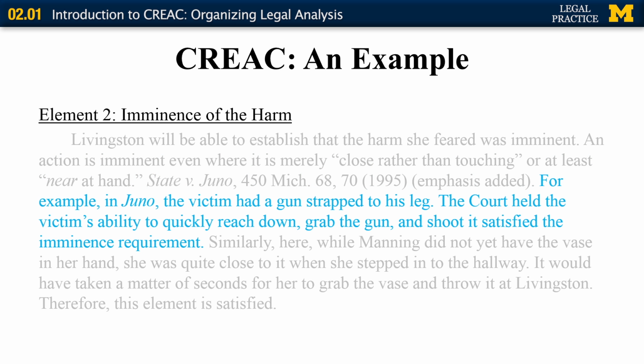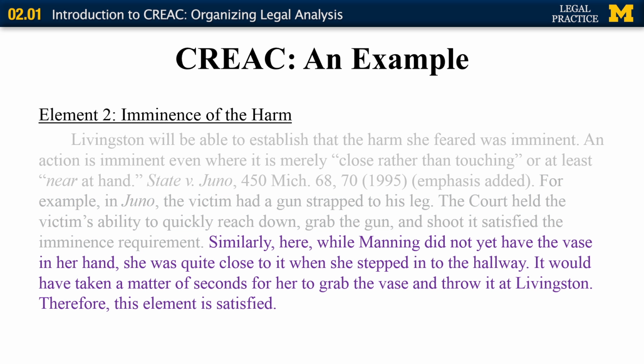Then we have two sentences that explain that rule using a court decision. For example, in Juneau, the victim had a gun strapped to his leg. The court held that the victim's ability to quickly reach down, grab the gun, and shoot it satisfied the imminence requirement. Then we have two sentences of application where I actually apply the element to my client's situation. Similarly here, while Manning did not yet have the vase in her hand, she was quite close to it when she stepped into the hallway. It would have taken a matter of seconds for her to grab the vase and throw it at Livingston. Therefore, this element is satisfied.